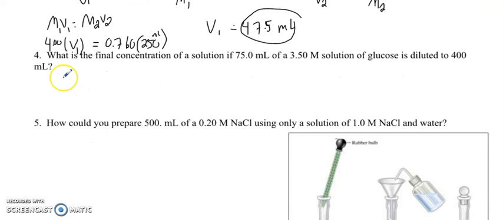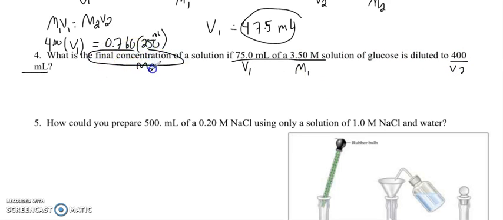Okay, and let's look at number 4 together. So what is the final concentration of a solution if 75 milliliters of a 3.5 molar solution of glucose is diluted to 400 milliliters? So I'm starting with this. This is my V1. This is M1. It's diluted to 400 milliliters. So 400 milliliters, that's my V2. And they're asking final concentration. So I'm trying to solve for M2.